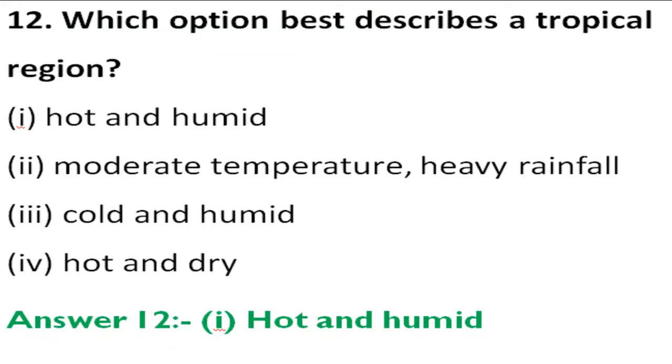Our next is question number 12. Which option best describes a tropical region? First, hot and humid. Second, moderate temperature, heavy rainfall. Third, cold and humid. Fourth, hot and dry. So the answer to this question is first, hot and humid. Hot and humid describes a tropical region because it is found near the equator.